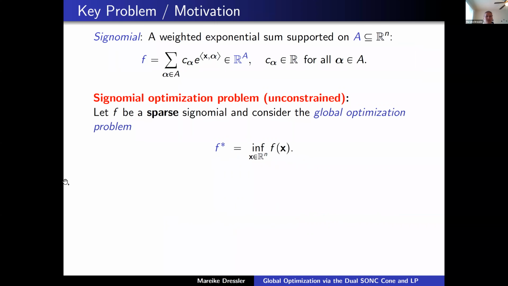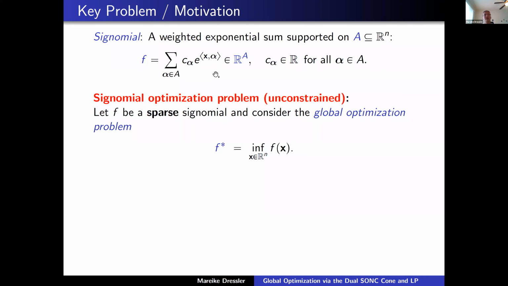So the underlying problem I'll focus on today is an unconstrained Zignomial optimization problem. The functions we are considering here in this talk are Zignomials, sparse Zignomials. So what are these guys? These are functions supported on a real set A and look like this. So they are weighted linear combinations of exponentials of linear functions. The coefficients are real and also the support is real.